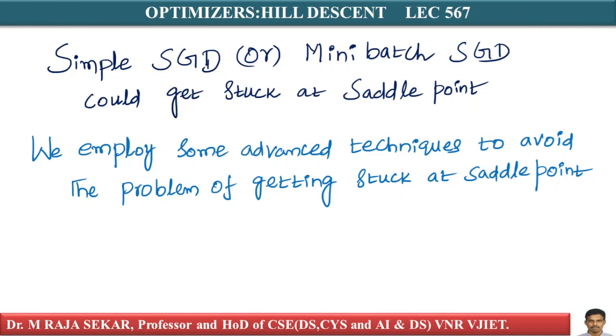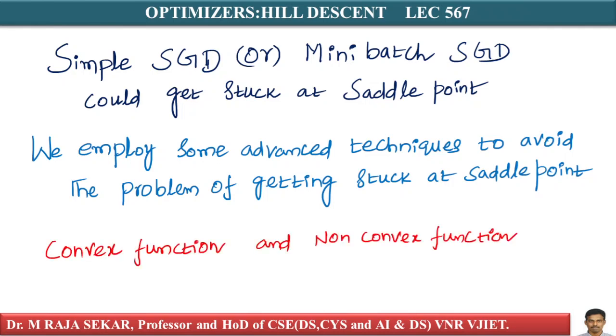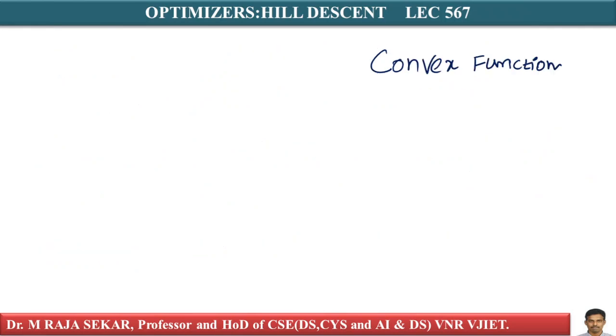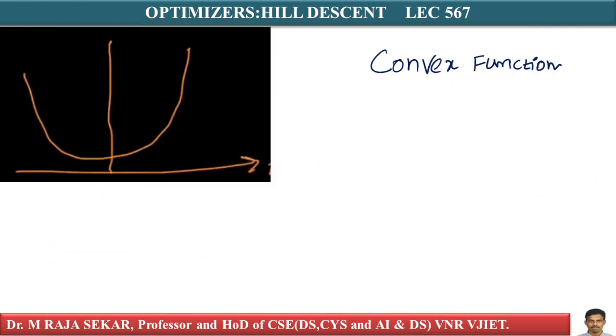There is another very interesting definition called convex function and non-convex function. We discussed this slightly when we discussed optimization. Let me just redefine this. Suppose I have a function like this. On the x-axis, let me say this is my w, and on the y-axis, let me say this is my L of w. Suppose this is how my plot looks like.